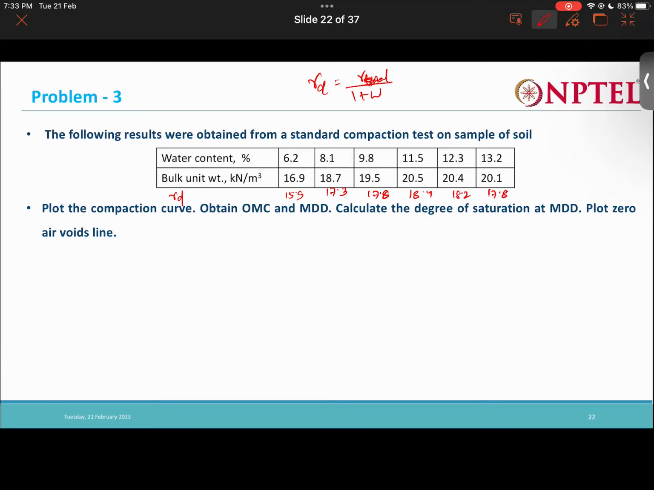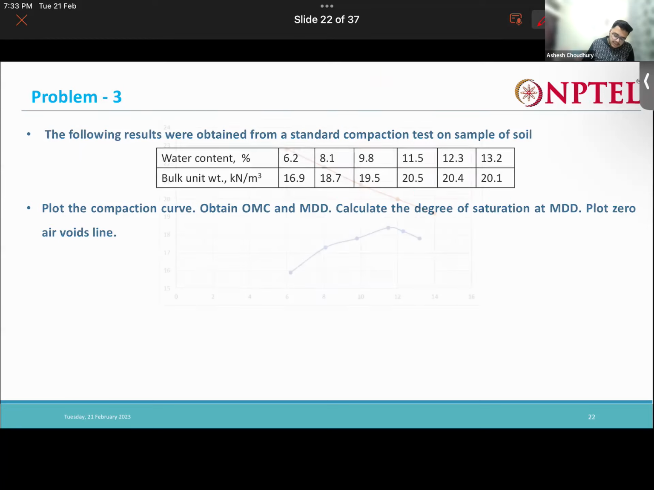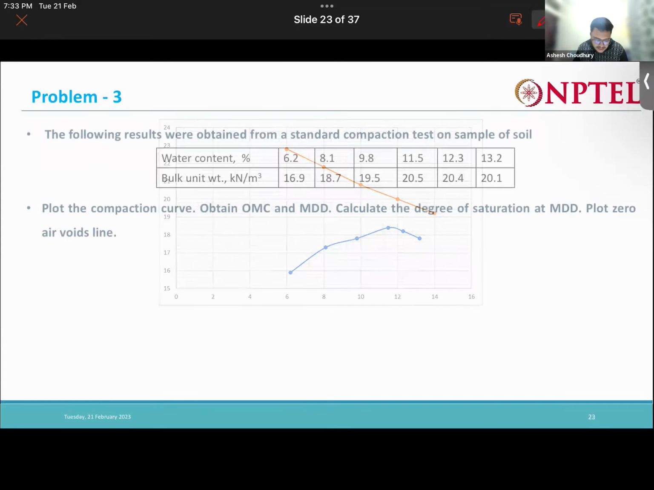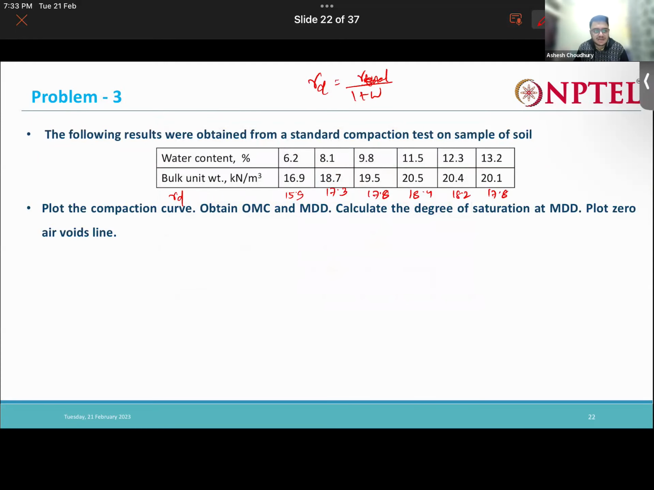Okay, just do exactly the same as that. You just plot your graph, you will get something. From this graph you can find out the OMC and your maximum dry density, same like the previous one.